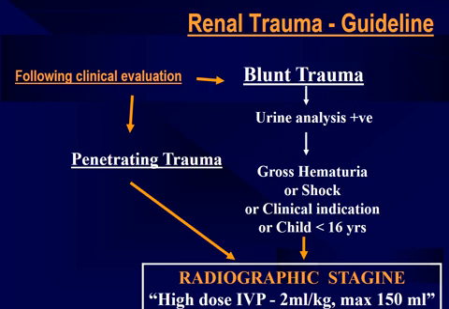In this chart, we'll find out that after clinical evaluation, we will have one of two types of trauma mainly, either blunt trauma or penetrating trauma. And once we know that the patient had penetrating trauma, definitely we will ask for radiographic staging of such patient. On the other hand, if the patient underwent a blunt trauma, we may ask for urine analysis if the patient is stable.